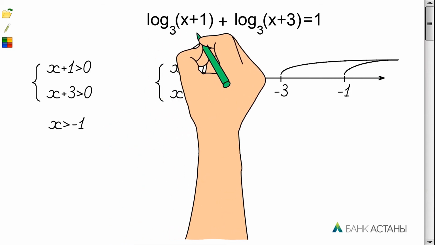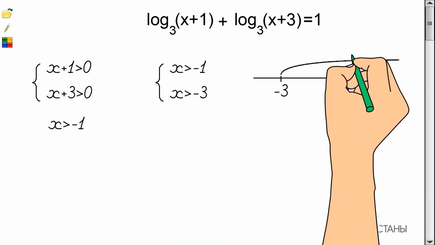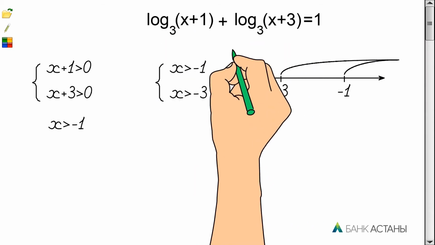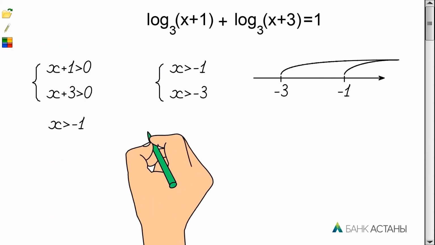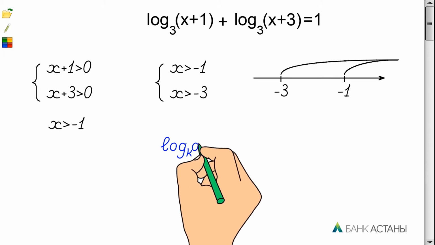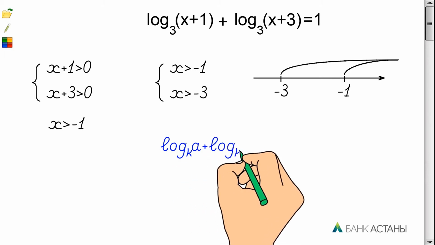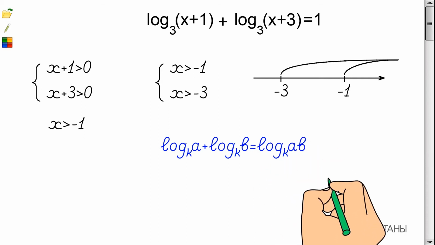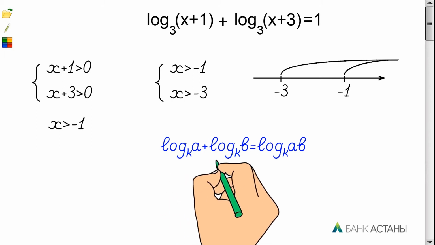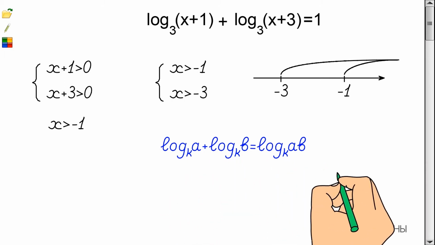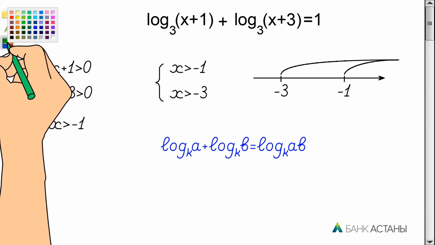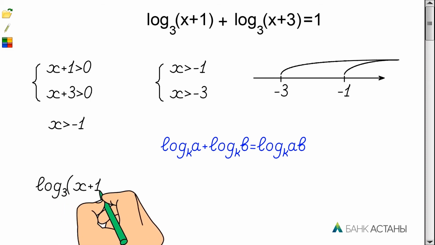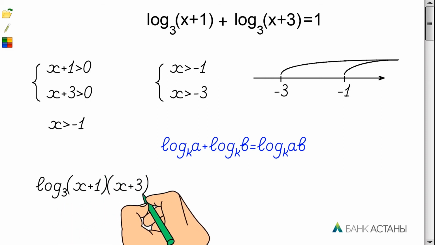Now, let's look at our equation again. As we can see, the base of both logarithms is the same, and it is equal to 3. Therefore, we can use the well-known formula: the logarithm base k of a plus the logarithm base k of b equals the logarithm base k of a multiplied by b. That is, the sum of the logarithms with the same base equals the logarithm of the product. Then our equation takes the following form: the base 3 logarithm of (x + 1) multiplied by (x + 3) equals 1.